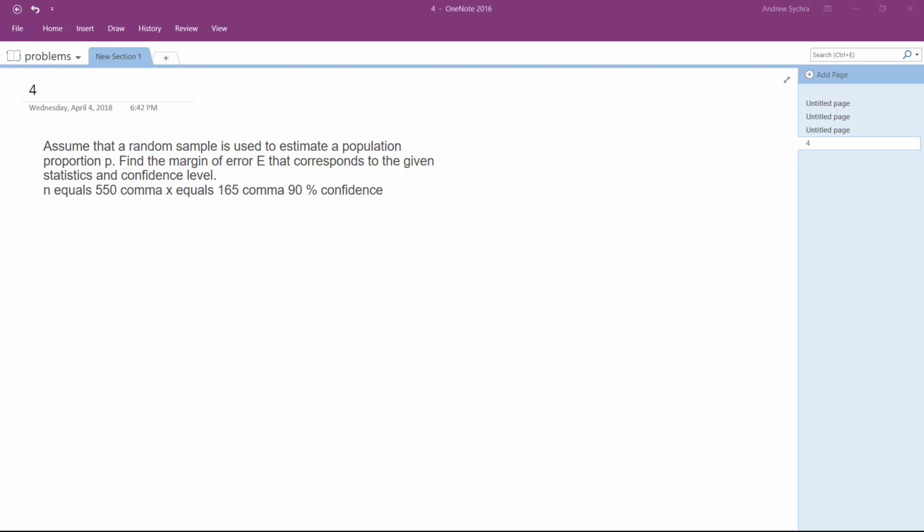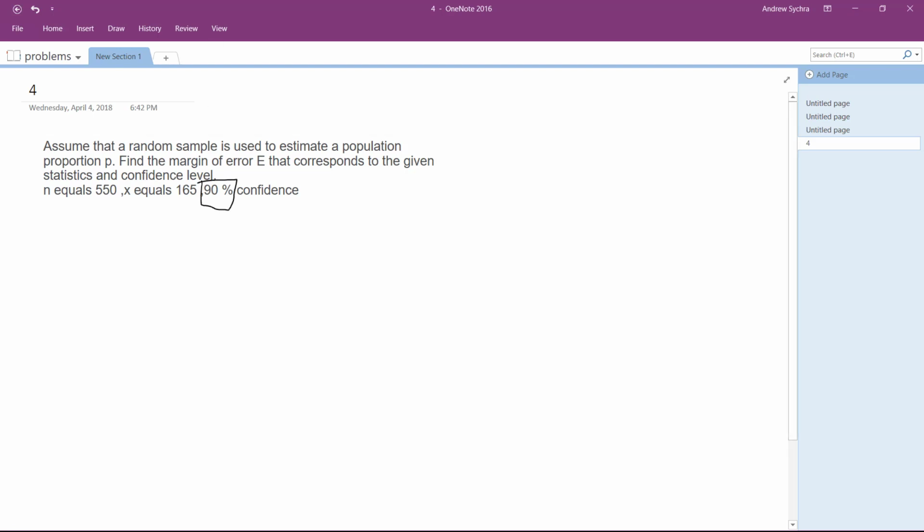All right, so we're assuming that a random sample is used to estimate a population proportion p. Find the margin of error E that corresponds to the given statistics and confidence level. So the number of participants, or what we're going to have here for the population, n, is equal to 550. X equals 165, and we have a 90% confidence interval.